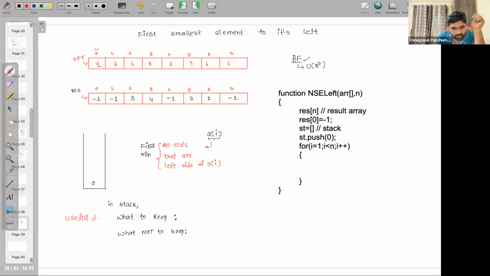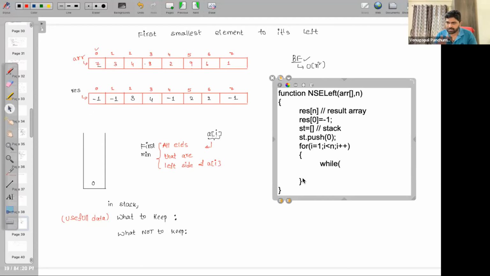Useful data, let me tell you, for any element, to its left side, the smallest value that I want. Everyone agree? Any element, its left side, first smallest, not all smallest values. First smallest I want. Okay, now see what the standard code is here.